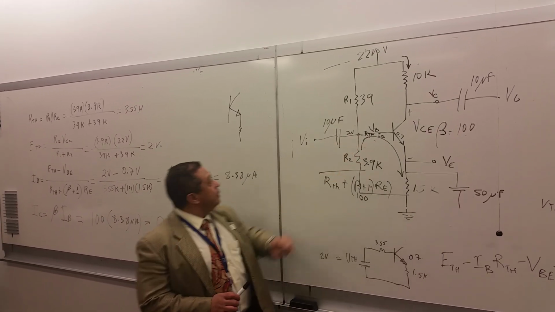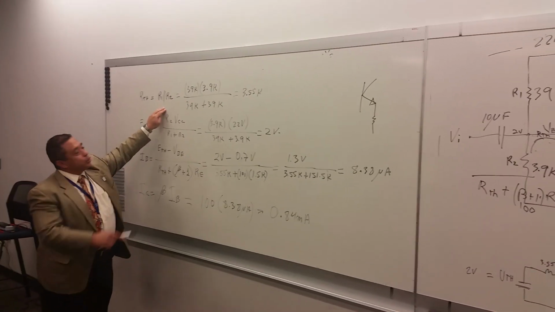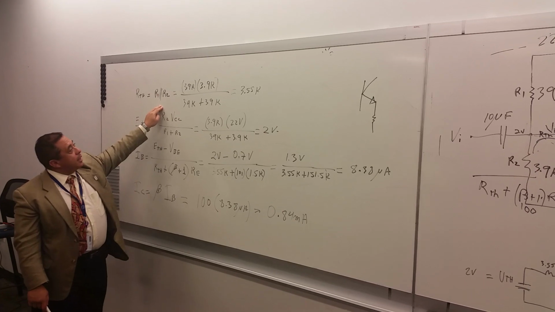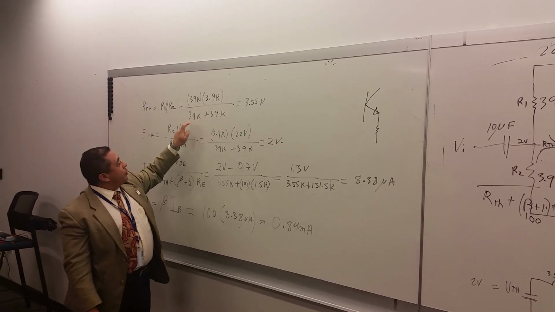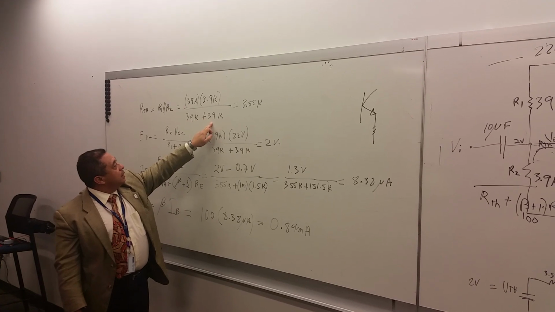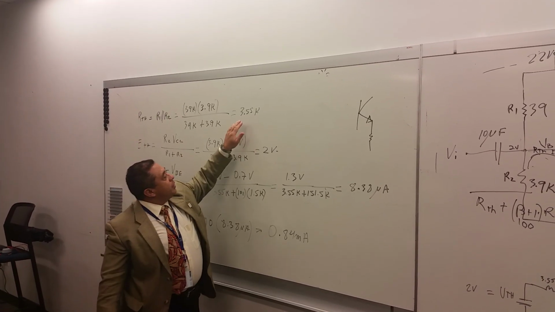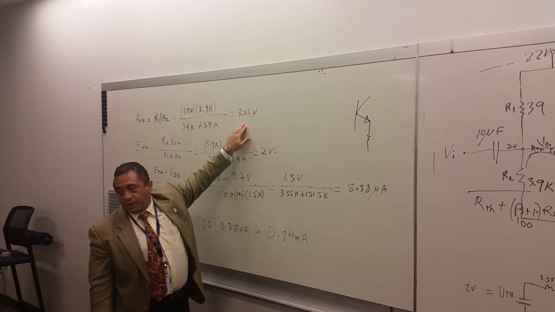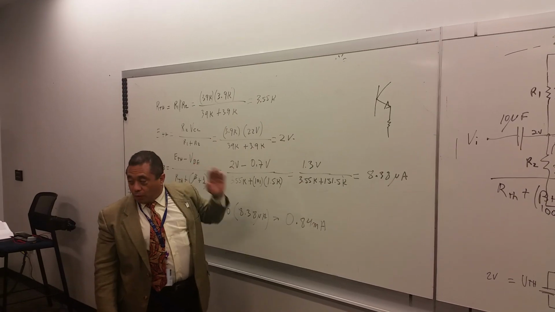So R Thevenin is going to be R1 and R2 in parallel. That is going to be 39 times 3.9 over 39 plus 3.9. Okay? It's going to be 3.55K. That's R Thevenin. Yeah, that one I get. Voltage Thevenin.